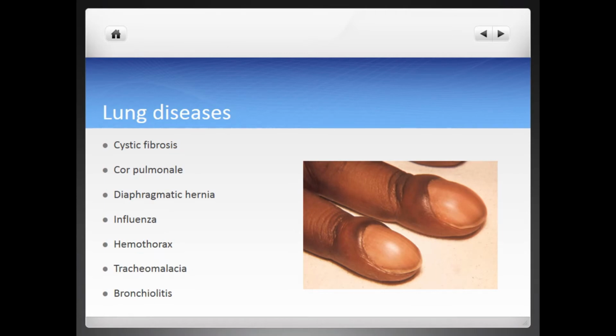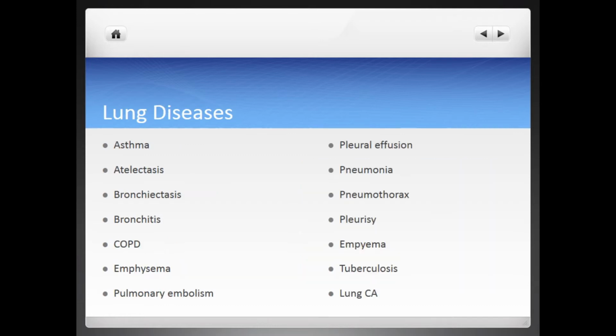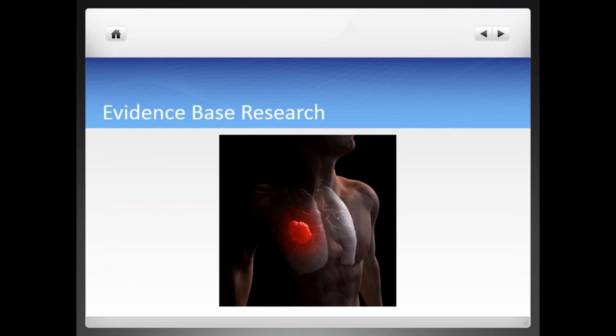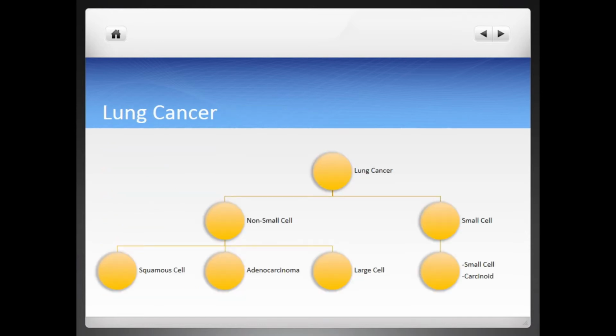Lung diseases. You can see a list of lung diseases, and the list keeps going. Lung cancer can be divided into 2 categories. You have the non-small cell and the small cell. And the non-small cell can be subdivided into the squamous cells, adenocarcinoma, and large cells. And small cells can be small cells or carcinoids.